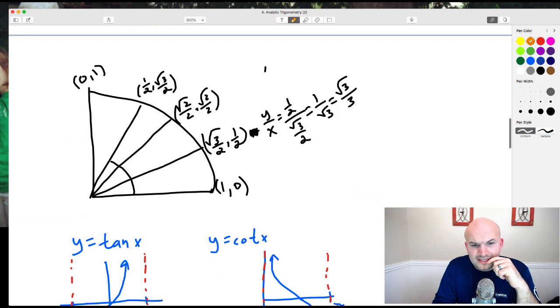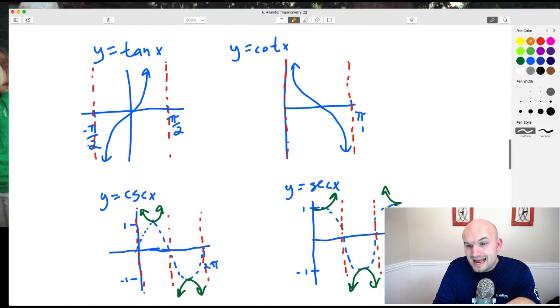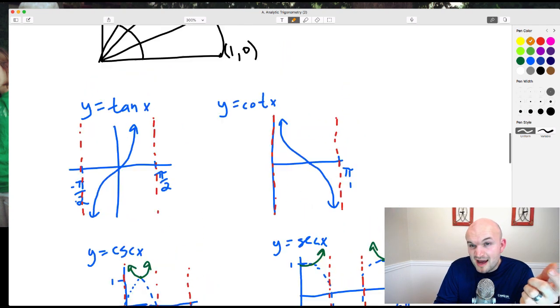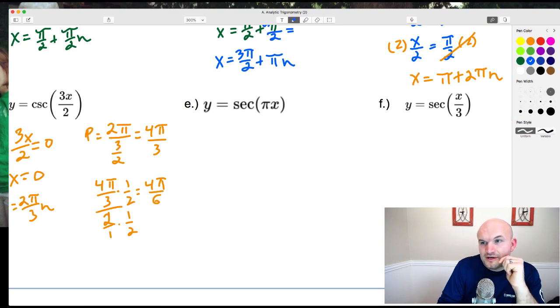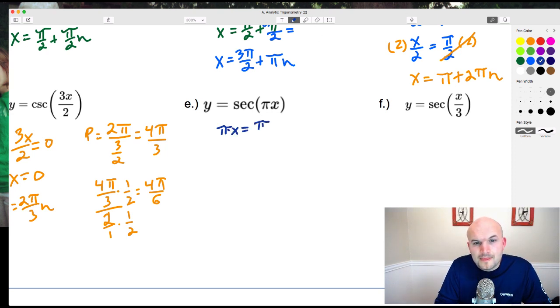For the secant graph, we can see that the initial period starts at pi halves. So if here's 2 pi, there's pi, so that's pi halves, and that's 3 pi halves. So let's use pi halves. Again, what I want to do is take whatever's inside my function. Let's use a different color here, let's use blue. So we'll take pi x equal to pi halves. Then when I divide by pi on both sides, the pi's divide to 1, so you're left with x equals 1/2.